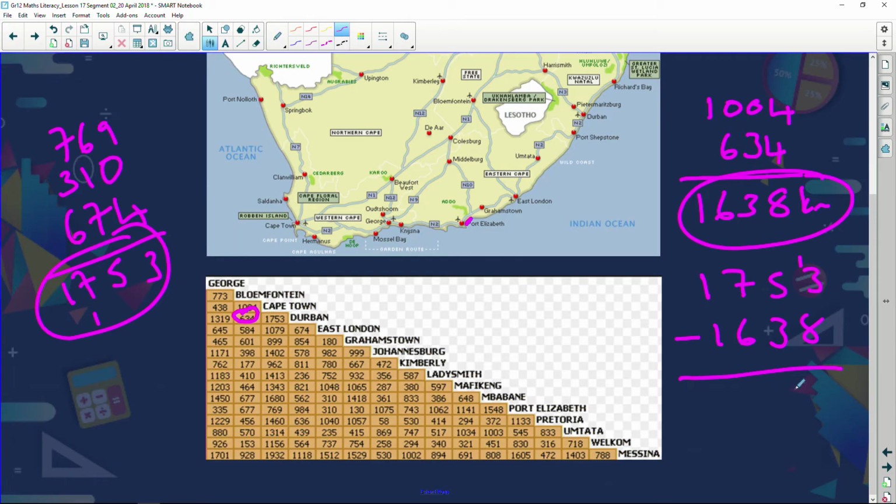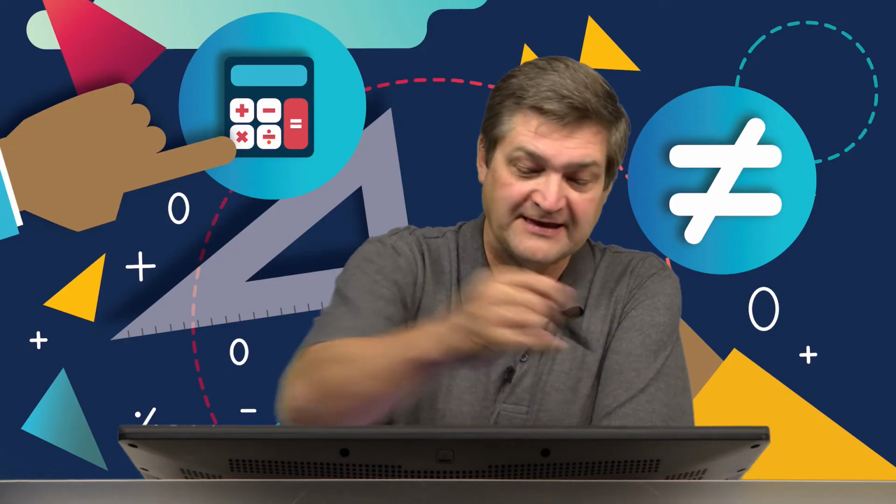We're going to borrow there. 13 minus 8 is 5. Change that to 4. I get 1, 1. The difference is 115 kilometers, which is a good hour added to your trip. So when I looked at this initially, I would have thought that's a lot quicker than going all the way around. But folks, it's actually 100 kilometers longer. Okay, let's now look at this.